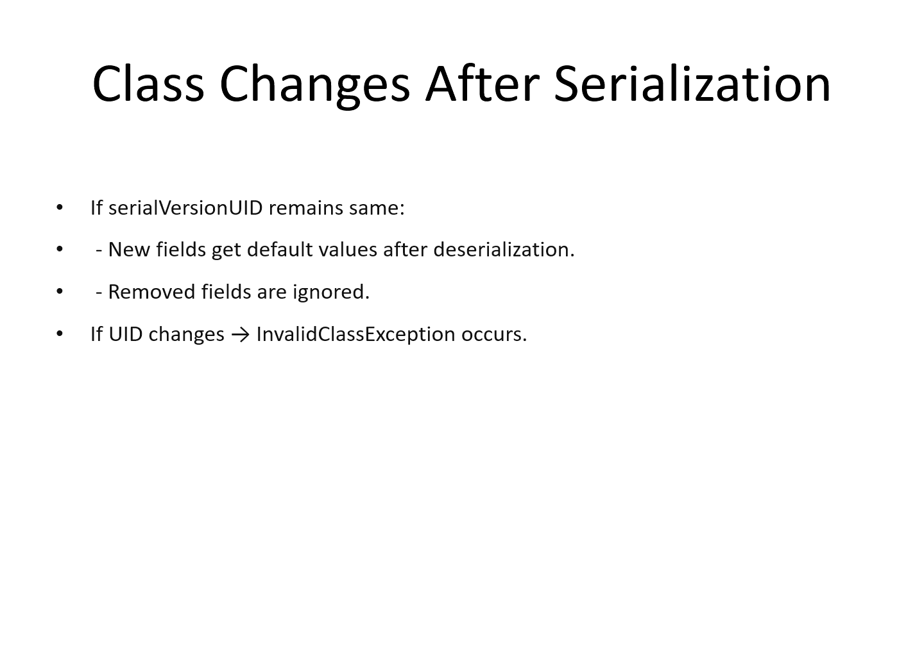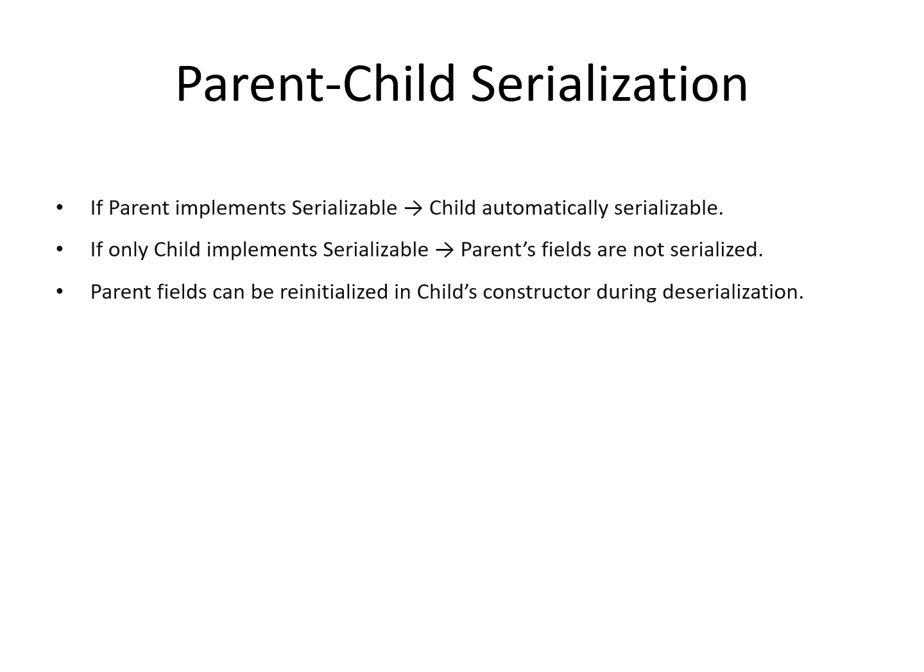Let's see the parent-child relationship in serialization. This one is about inheritance. If the parent class implements the Serializable interface, then the child automatically becomes serializable. But if only the child implements it, then the parent's fields are not serialized. In that case, you can reinitialize parent fields inside the child's constructor during deserialization.